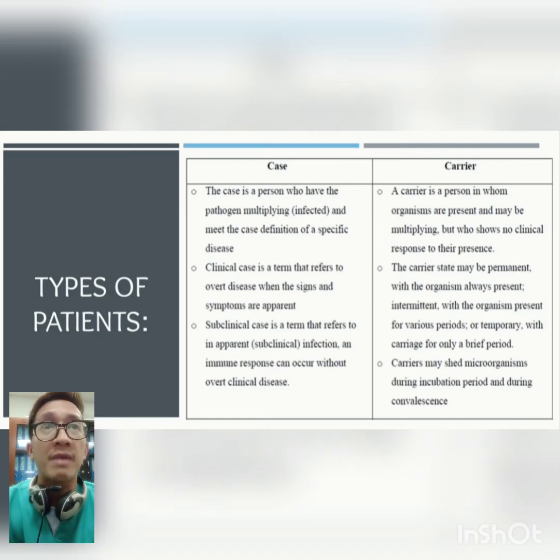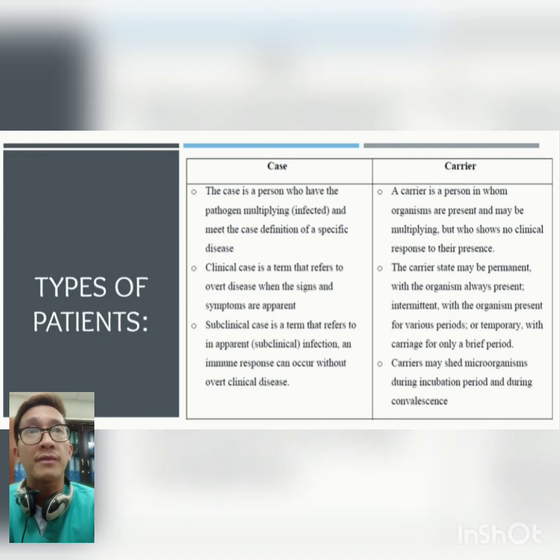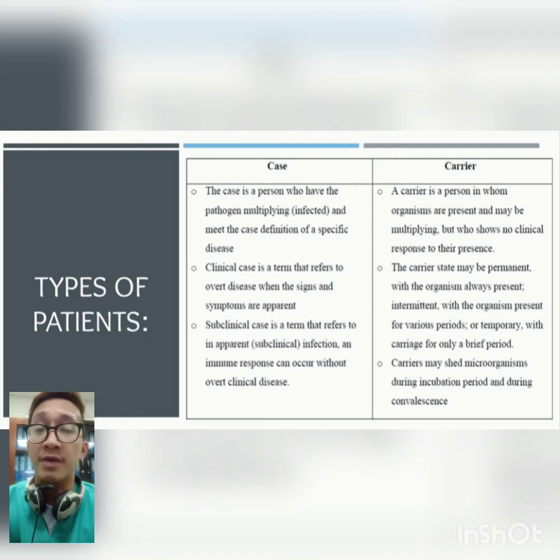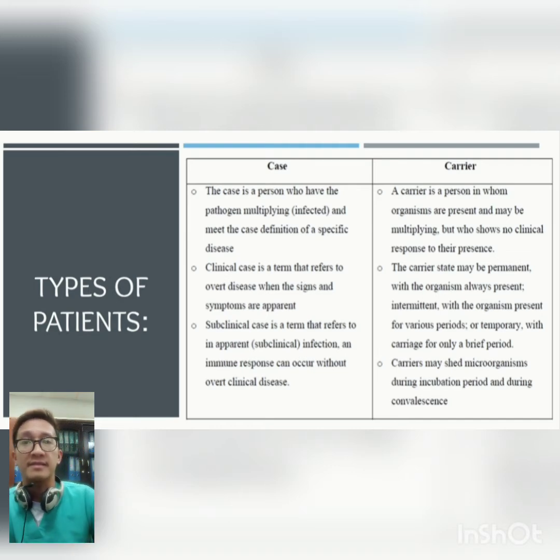The carriers may be permanent, with the organisms always present. It could also be intermittent, with the organism present for various periods, or temporary, with carriage for only a brief period of time. And carriers, just like those who are colonized, may shed microorganisms during the incubation period and during convalescence.